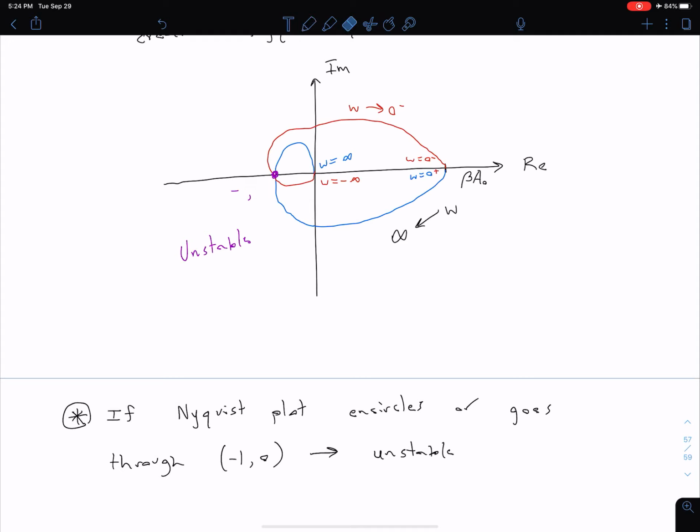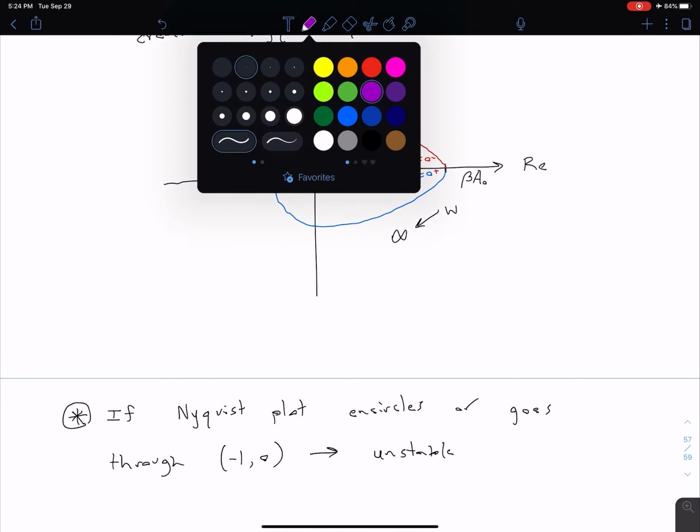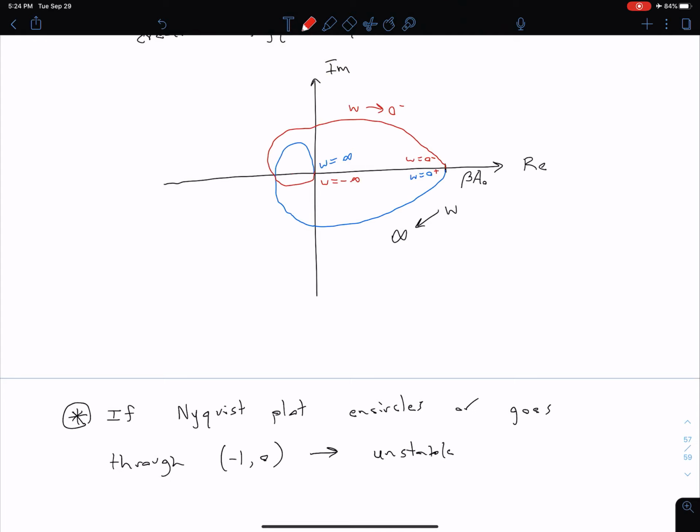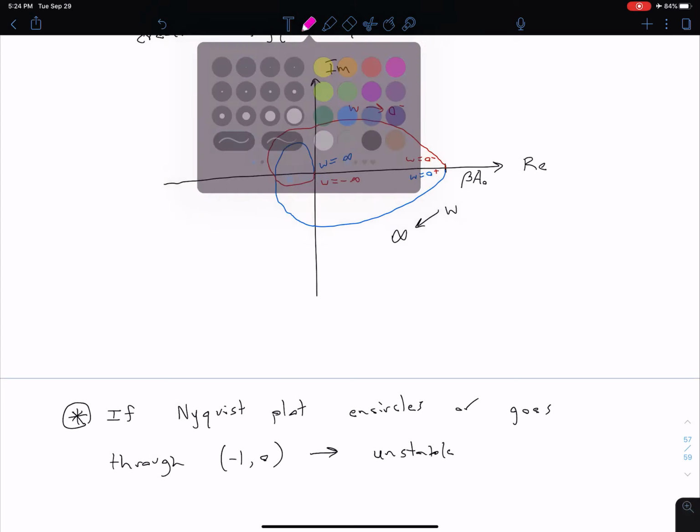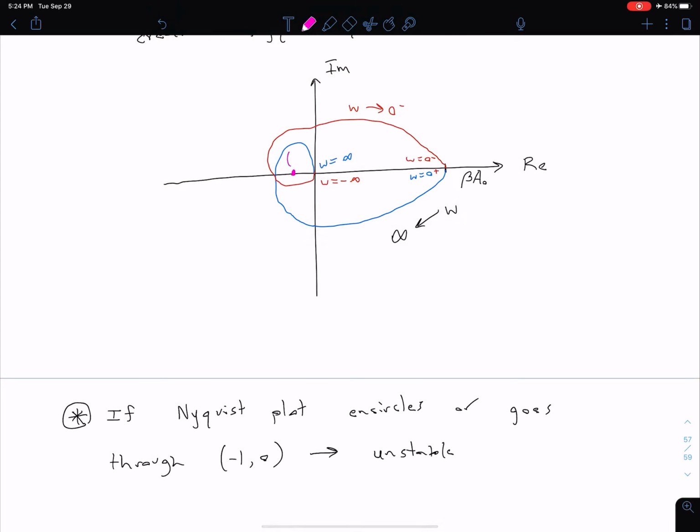So of course, the last possibility is if our plot encircles it. Let's see if I can just get that dot. There we go. So if our plot encircles it, so maybe this is our point here, negative 1, 0, then this is also going to be unstable. And so again, if you have access to a software package and you can plot these easily, this is a good way to determine stability.